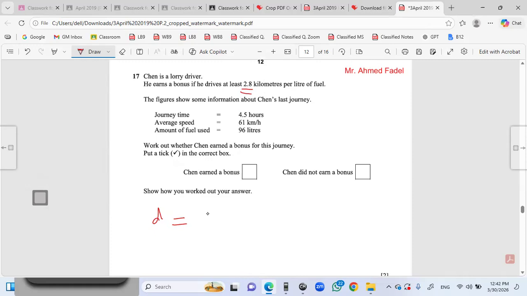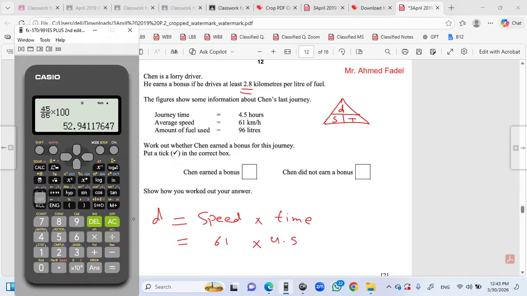Distance equals speed times time. If you remember that triangle that you also took in physics, distance, speed, time. Distance over speed gives you the time. Distance over time gives you the speed. Speed times time gives you the distance. So here speed times time, which is 61 multiplied by 4.5 using your calculator.